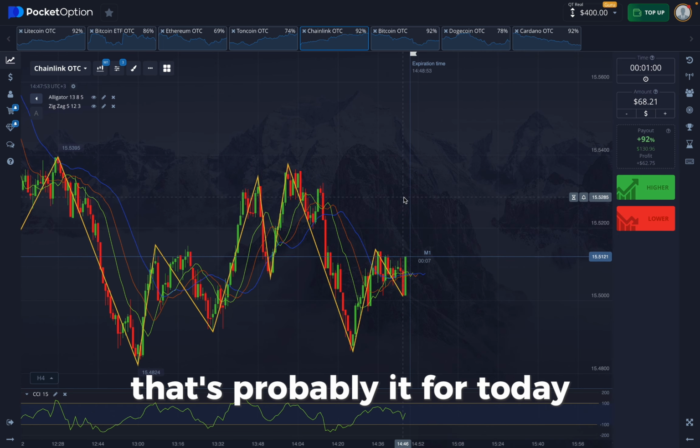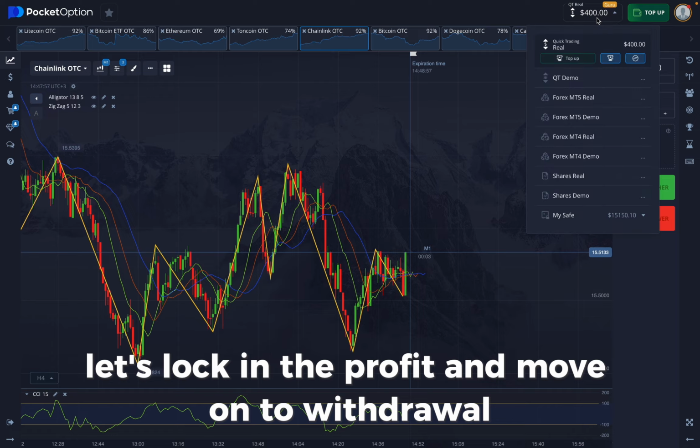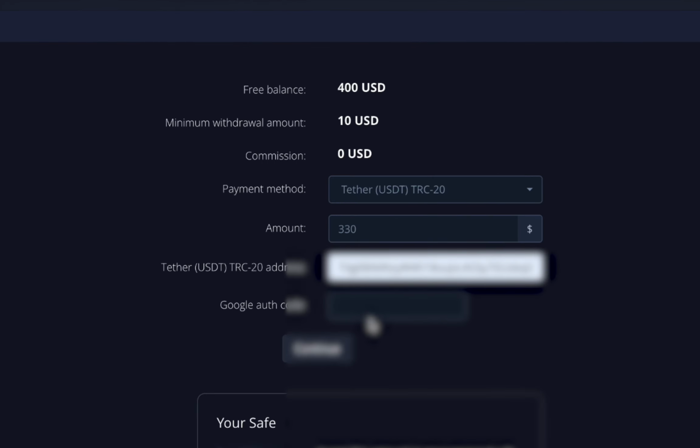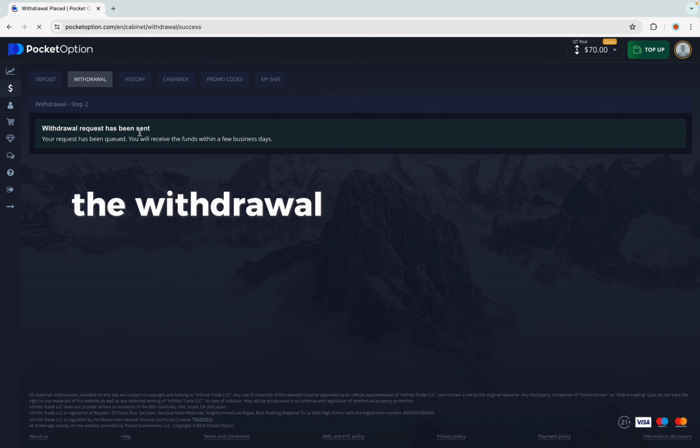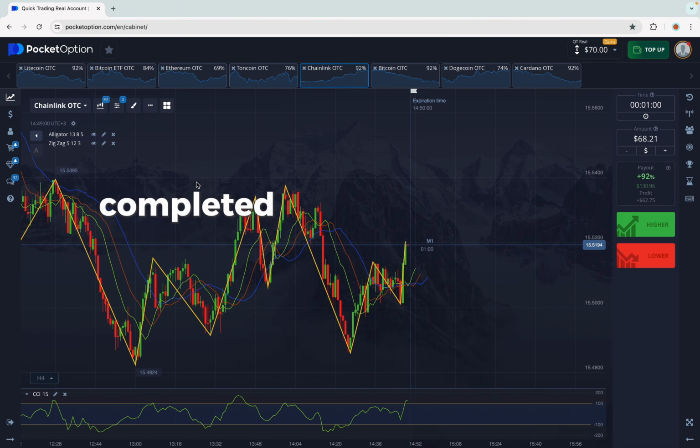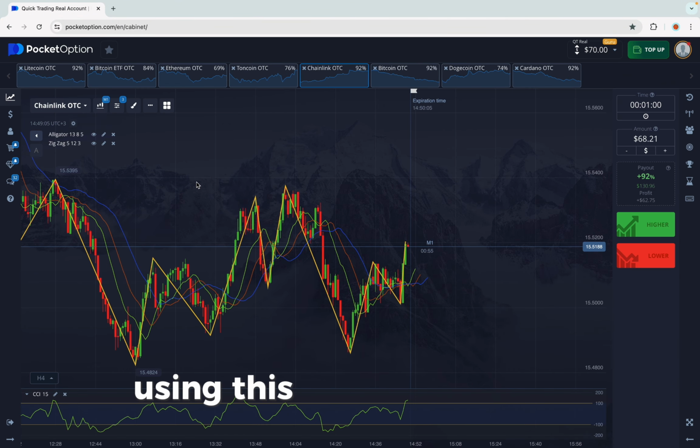That's probably it for today. Let's lock in the profit and move on to withdrawal. The amount of today's profit will be $330. The withdrawal operation is being successfully completed. This is how trading turned out for today using this set of indicators.